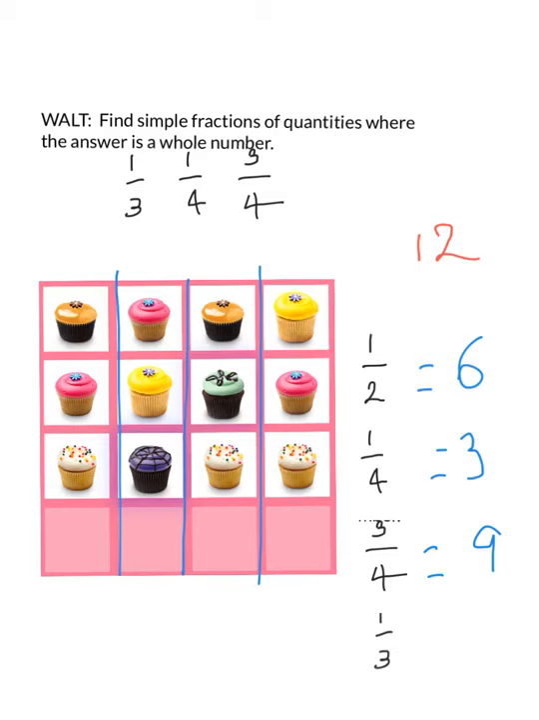A third of 12 is splitting these into 3 equal parts. I'm going to do it in green across here. 3 equal parts, and you can see my 3 equals. There's my first, my second, and my third. So a third of 12 would be 4.